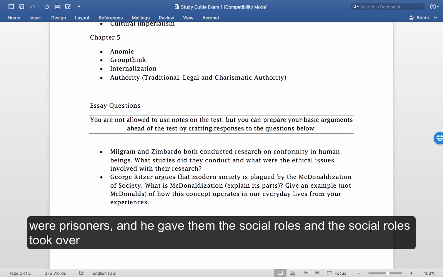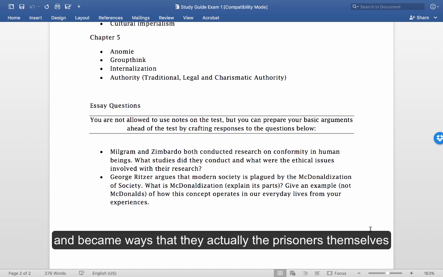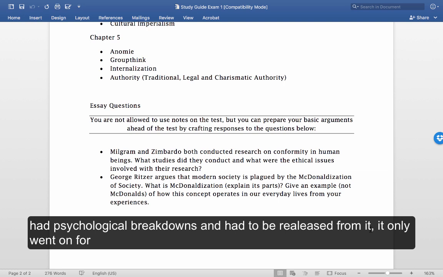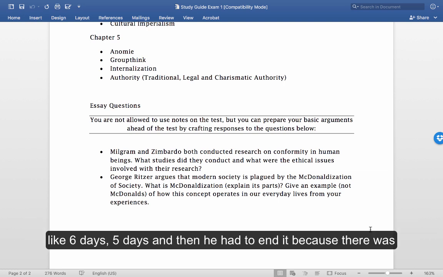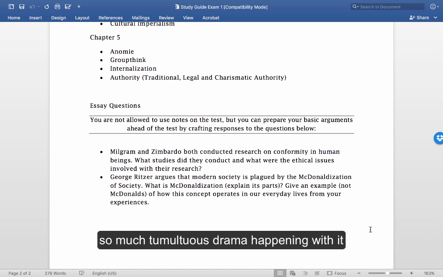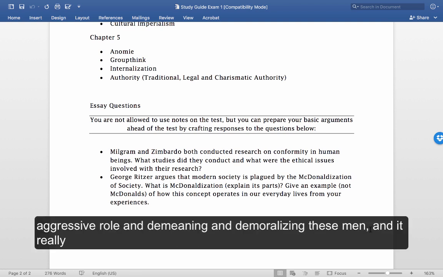And the social roles took over. A lot of the prisoners had psychological breakdowns and had to be released from it. It only went on for like 5 or 6 days, and then he had to end it because there was so much tumultuous drama happening with it. The prison guards themselves got into this very aggressive role, demeaning and demoralizing these men.